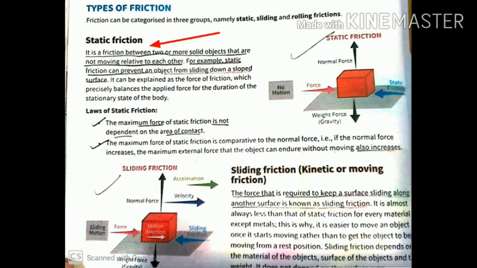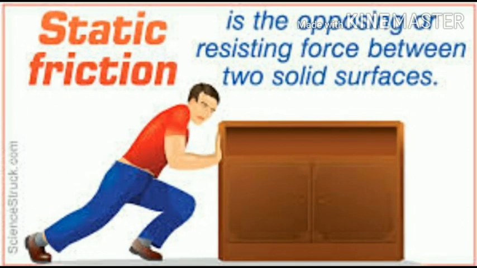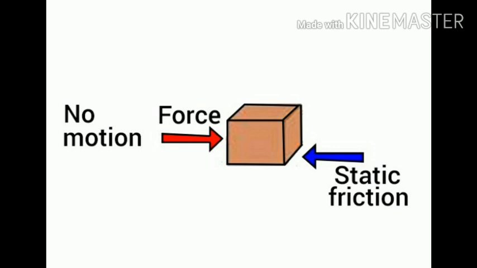It is the friction between two or more solid objects that are not moving relative to each other. It means there is no motion. See here, the man is pushing the cupboard, but the cupboard is not moving. Static friction is an opposing or resisting force between two solid surfaces. Whatever force is applied is equal to the static friction, and there is no motion.